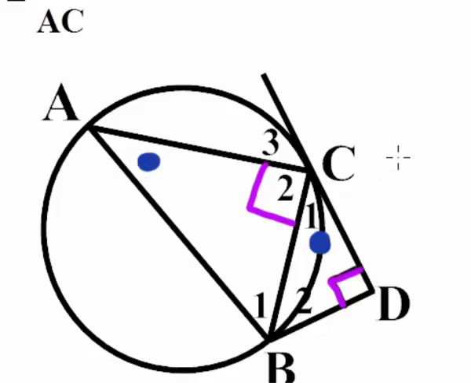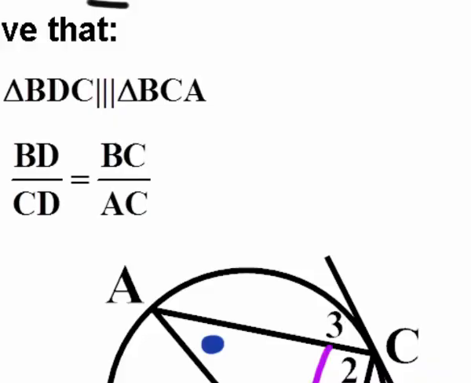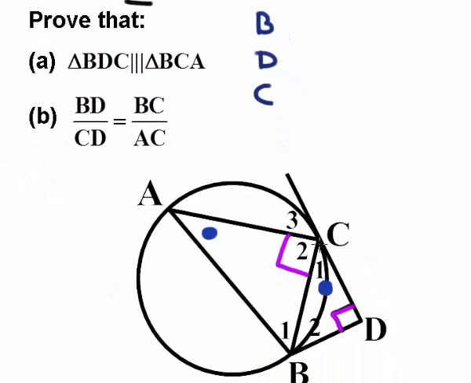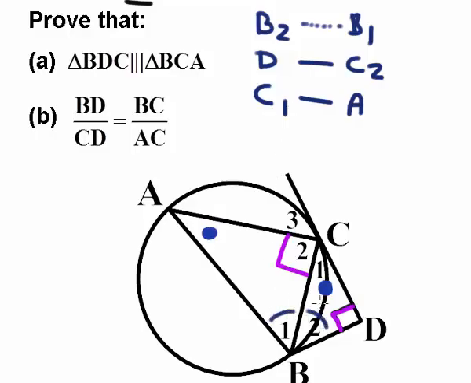Okay, now let's have a look. If you look at your triangles, you've got B, D, and C. Now, B, D, and C would be B2, D, and C1, and then you've got triangle B, C, and A. Now B is B1, C2, and A. Okay, now what do we know? We know that A and C1 are equal via tan chord. We've got D and C2 being equal because of the 90 degrees, and then obviously B1 will be equal to B2 from the sum of the angles of a triangle.